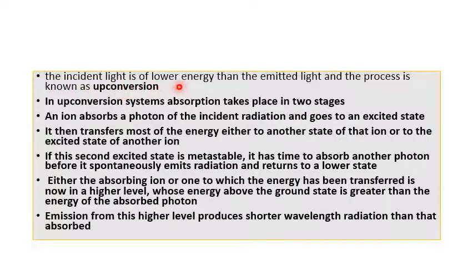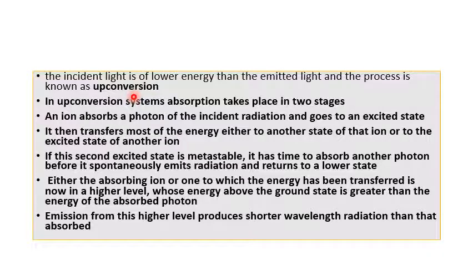The incident light is of lower energy than the emitted light, and the process is known as upconversion. In the previous example, which was the example of a bulb, phosphor material is used in the bulb. The ultraviolet light is produced by the mercury vapor in the bulb, and that ultraviolet light is of high energy. Visible light is produced by the white phosphor material, and visible light is of low energy. So in the bulb example, high energy is absorbed by the fluorescent material and a low energy photon is emitted.